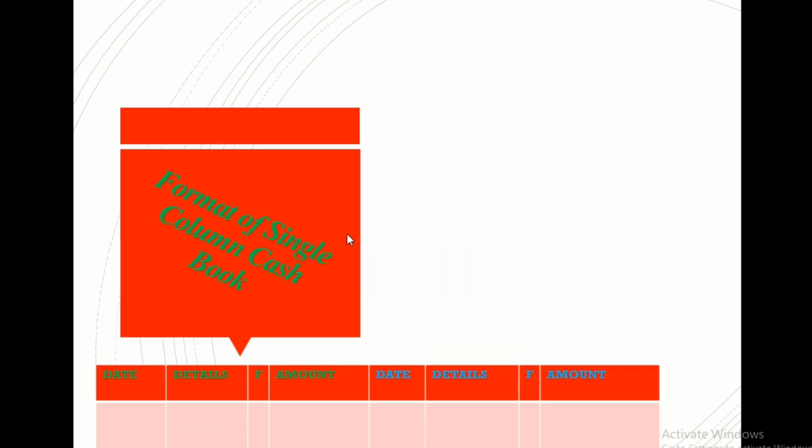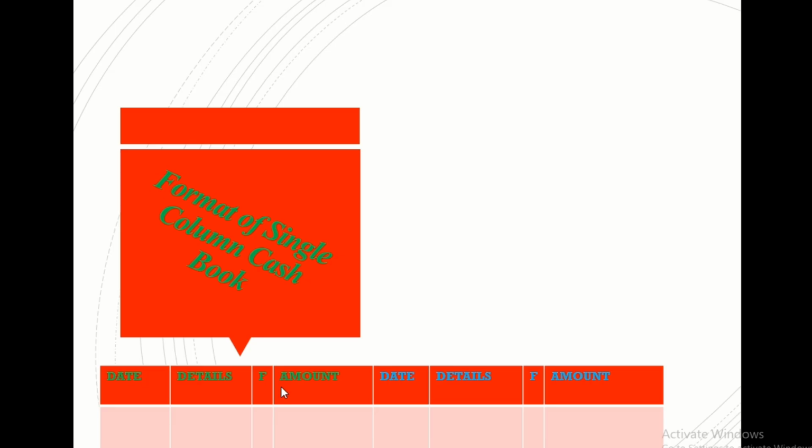Take care. When it comes to format, it appears like that. A cash book is supposed to have two sides. In the debit side, we are having date, details, folio, amount. Then in the credit side, we have the same: date, details, folio, and amount. From here to here, it is the debit side. From here to here, it is the credit side of a cash book.